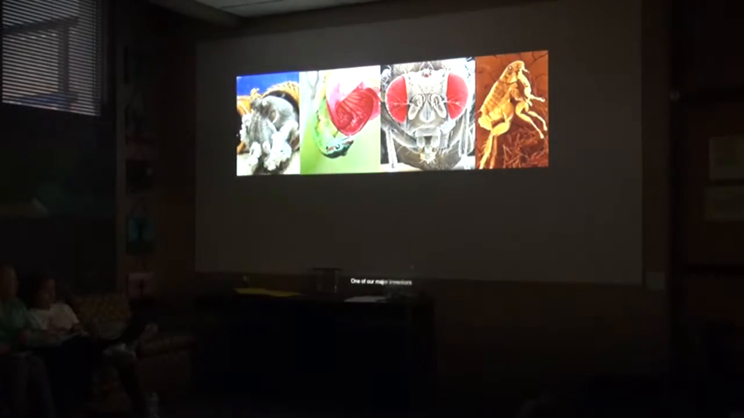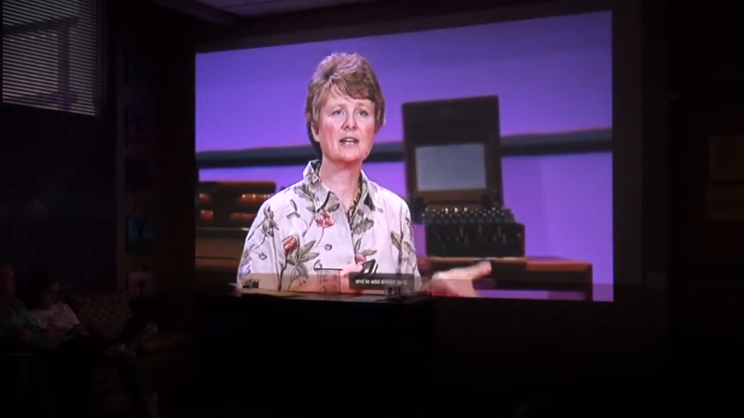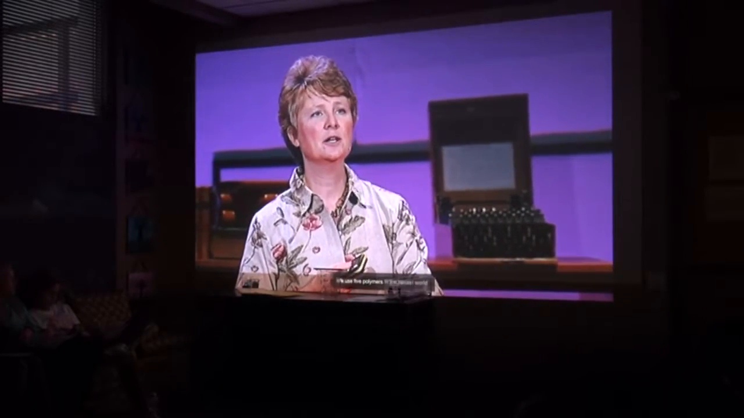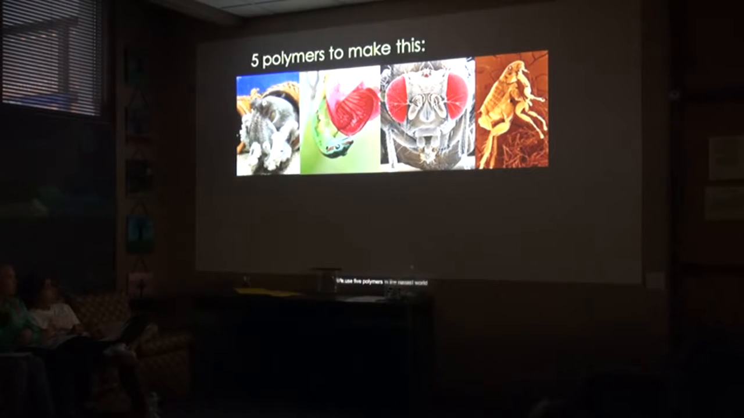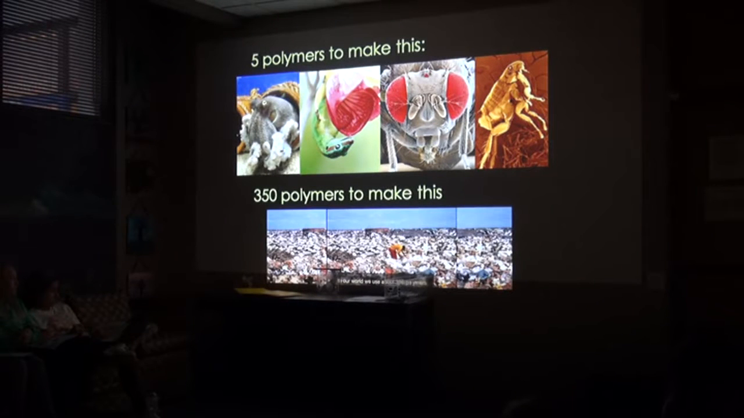One of our major inventions that we need to be able to do to come even close to what these organisms can do is to find a way to minimize the amount of material, the kind of material we use, and to add design to it. We use 5 polymers in the natural world to do everything that you see. In our world, we use about 350 polymers to make all this.